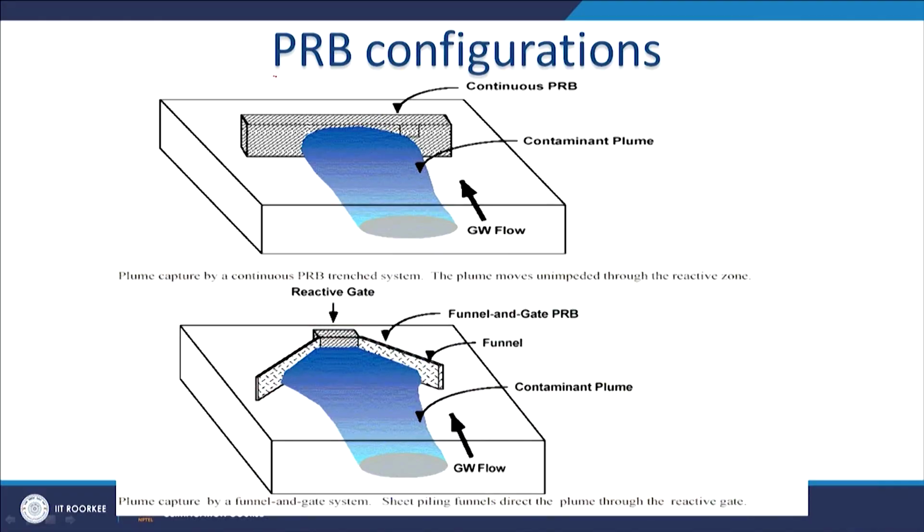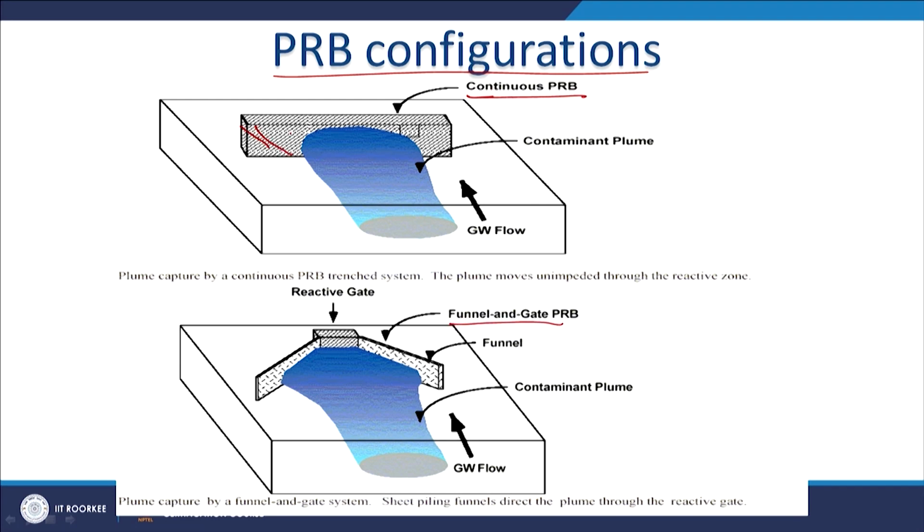So again, obviously if we know what the options are, you can choose whether the relevant option is worthwhile or suitable to you or not, right? So again, we'll move on. So here there are two types of PRB configurations. One is the continuous, one is the funnel and gate.